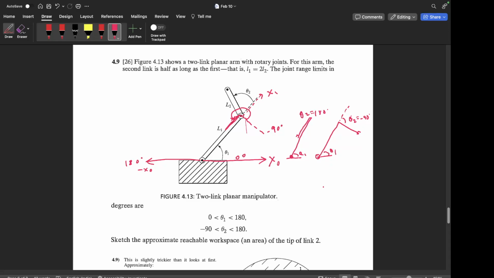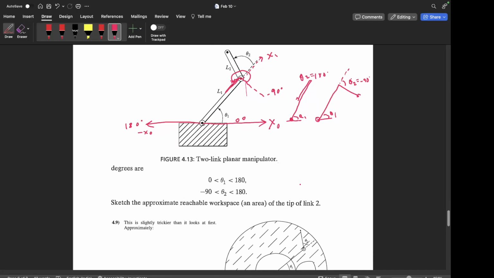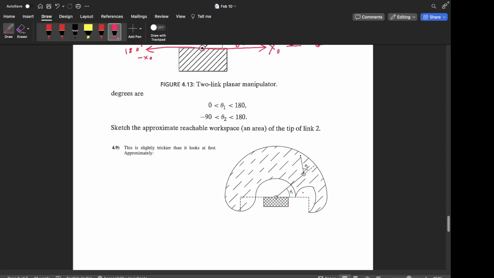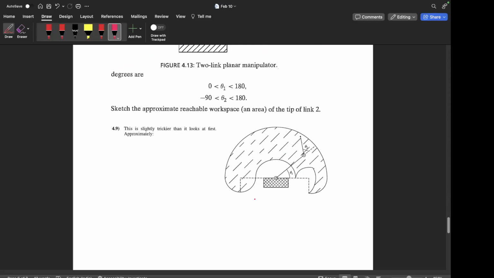So how do we draw the workspace? To sketch the area, we need to find the boundaries of the workspace. And as you would think, boundaries are achieved when either of the joints are at their limits, because those are the edge cases, when either theta 1 or theta 2 or both of them are at their limits, right? Now this figure might seem like it's hard to see how we arrived at it, but let's break it down and build this workspace part by part.